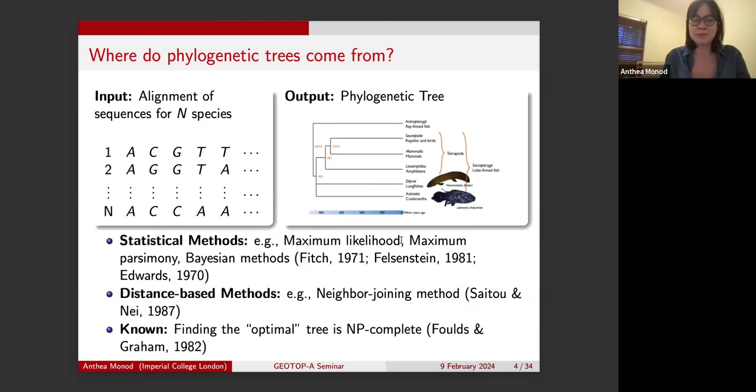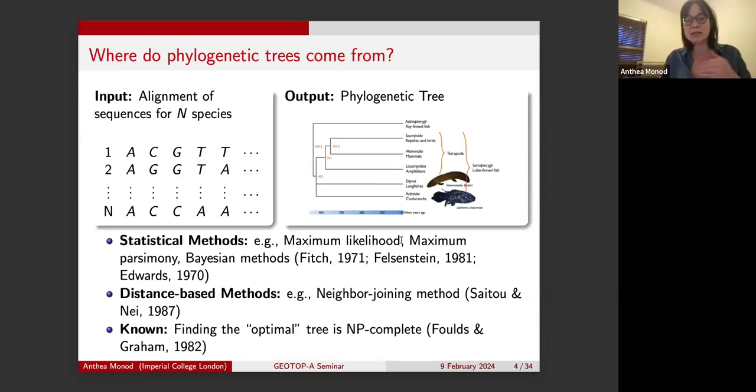This is not the focus of the talk today, how to build these trees. This is a very, very difficult problem, which a lot of smart people have been working on for several decades now. But I still want to give you a little bit of motivation, because there's a whole host of statistical methods, for example maximum likelihood, maximum parsimony, or Bayesian methods, where they're trying to optimize some kind of criterion.